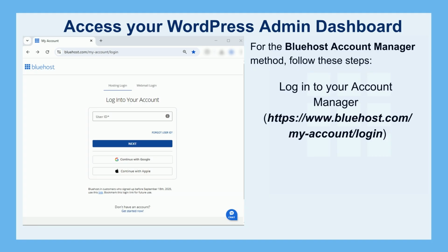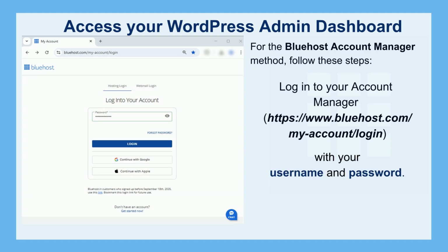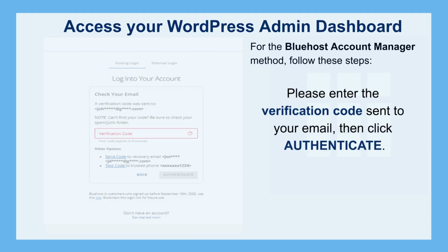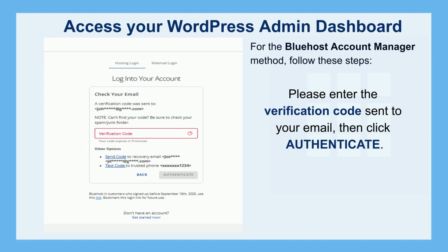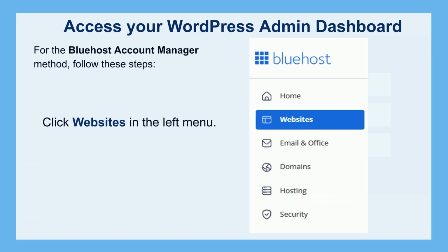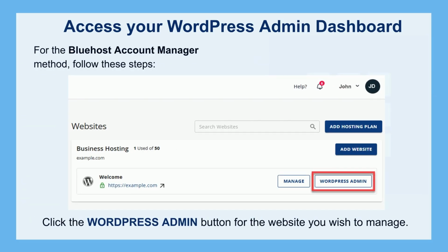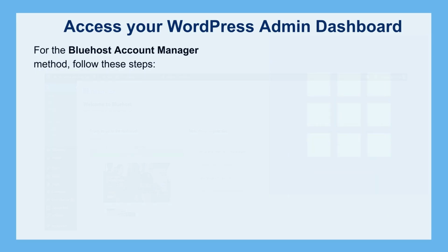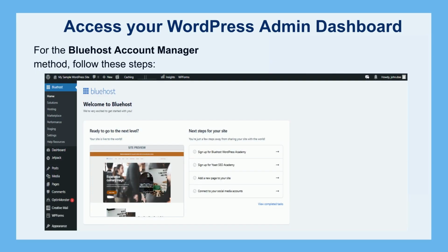Log into your Bluehost account manager with your username and password. Please enter the verification code sent to your email and click Authenticate. In the account manager, click Websites in the left menu. Click the WordPress admin button for the website you wish to manage. Your WordPress dashboard will open in a new tab.